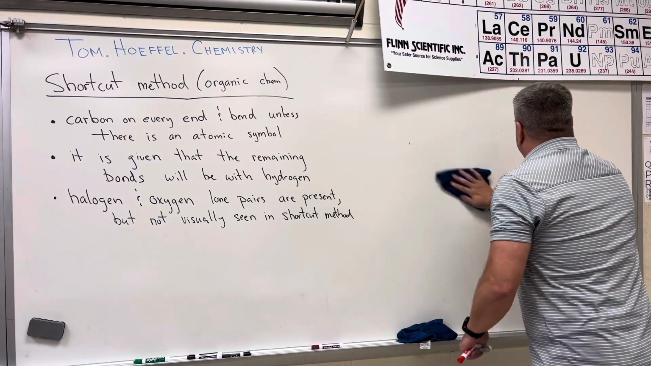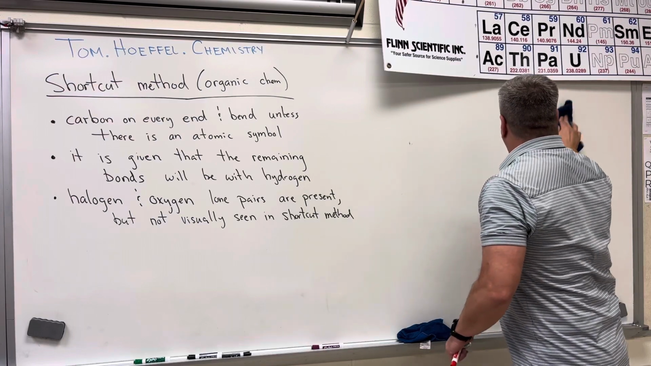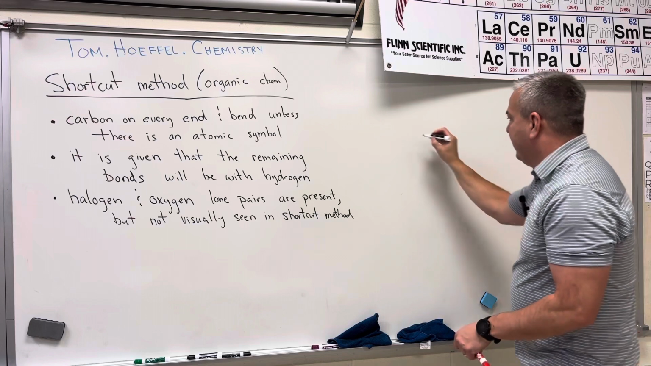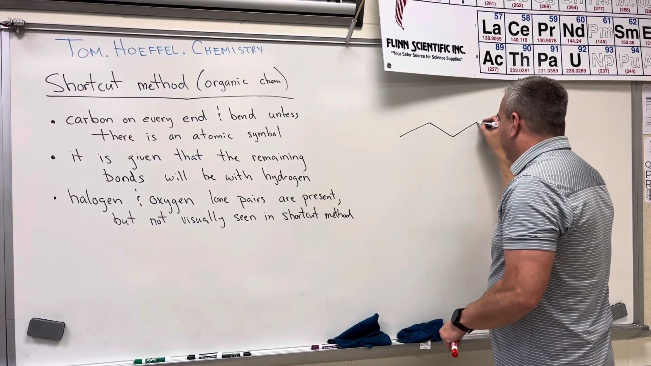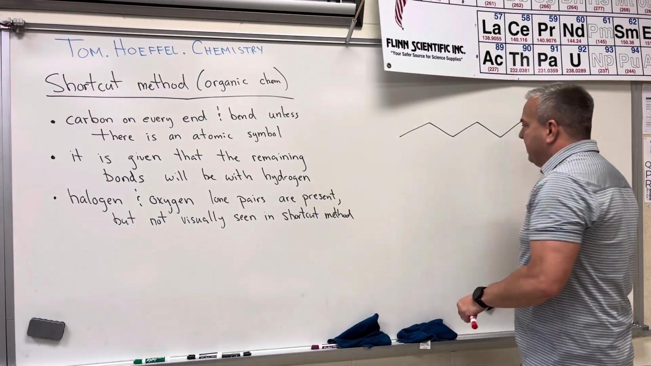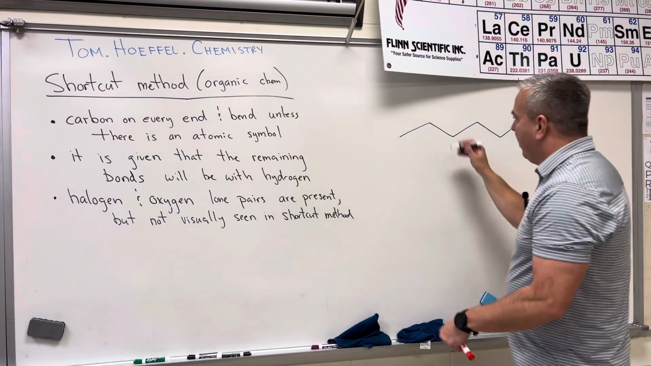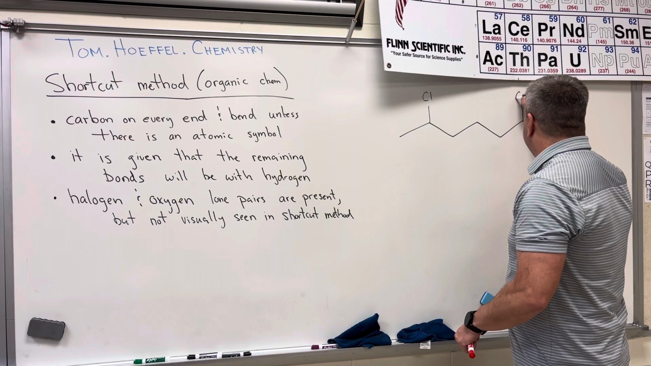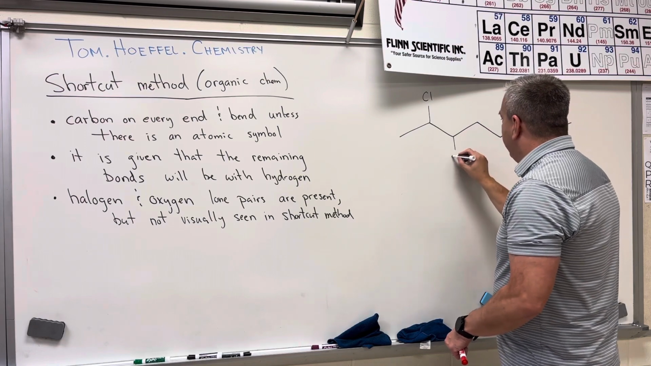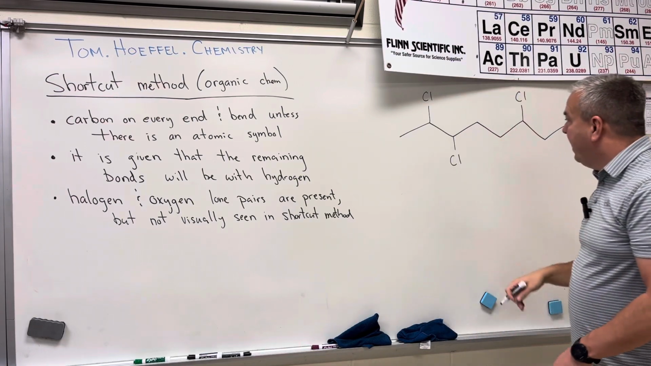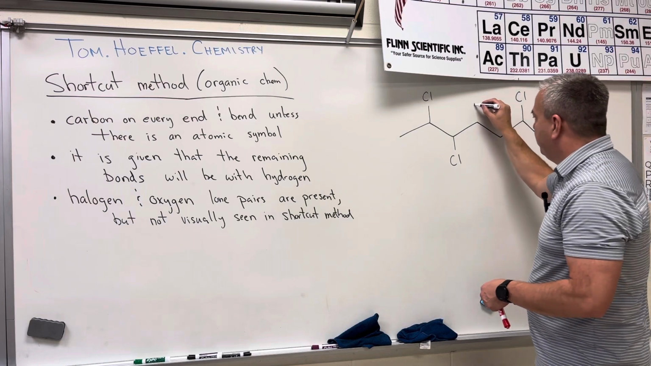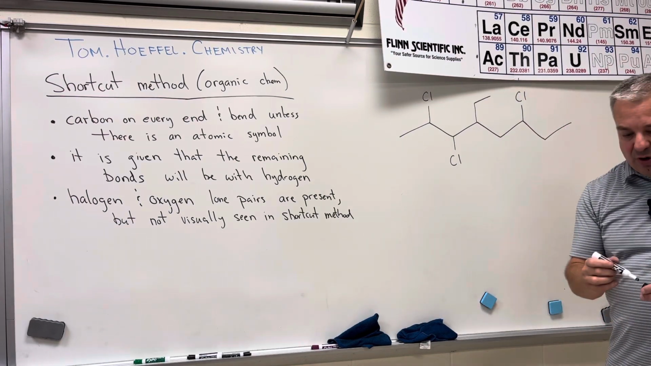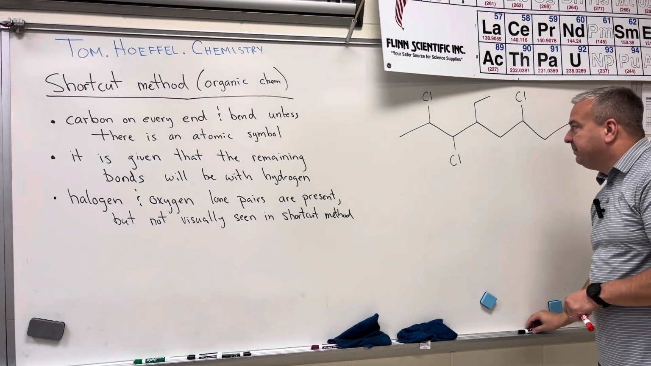Let's try one that actually has some carbon side chains. Okay, so let's make this one a little bit longer. Maybe something like this. Okay, we're going to go ahead and add, let's add 3 chloro groups. Here, here, and here. And then we're going to add some carbon side chains as well. Let's go ahead and try to name this guy right here.